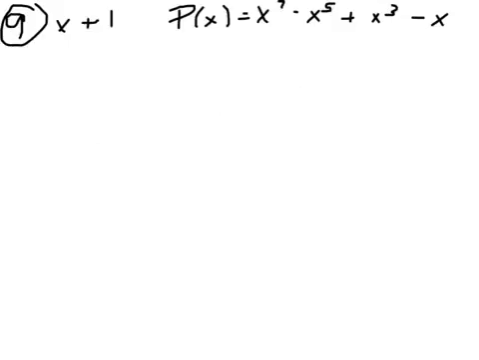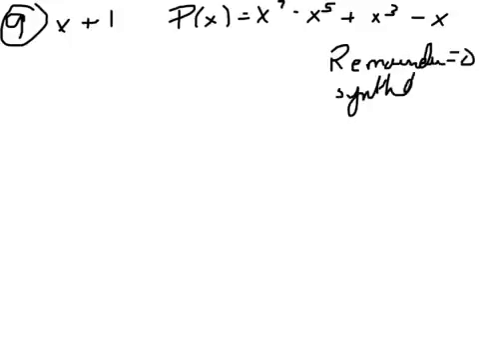Problem number 9 asks us to use the factor theorem to determine whether the binomial is a factor of the given polynomial. What does that mean? Okay, that means, does this x plus 1 divide into that expression over there, or that equation of p of x, does it divide in evenly? If it divides in evenly, the remainder would be 0. So what we're going to do is synthetic division, and we're going to check the remainder.